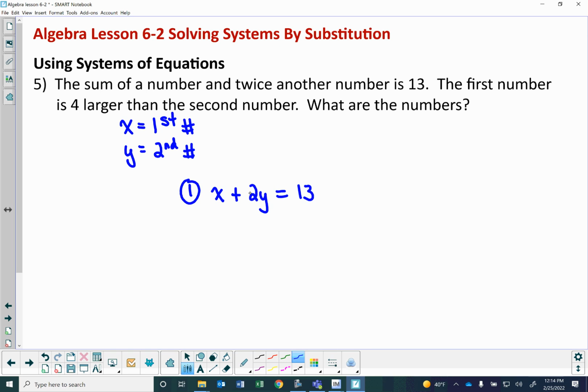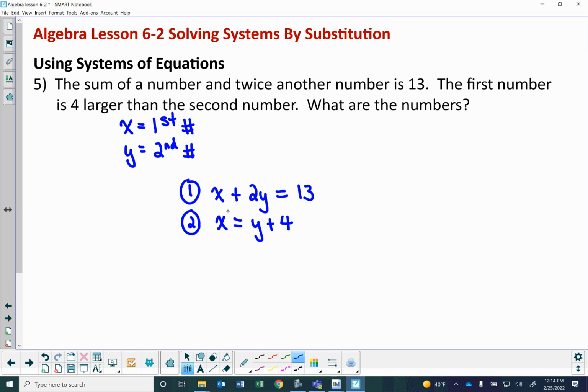The first number is 4 larger than the second number. First number is. Okay, so first number is means x equals 4 larger than the second number. So the second number increased by 4. Okay, that's what the second equation says.